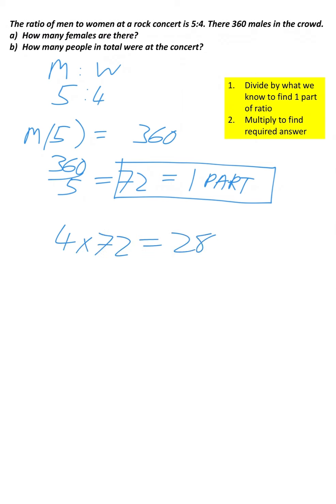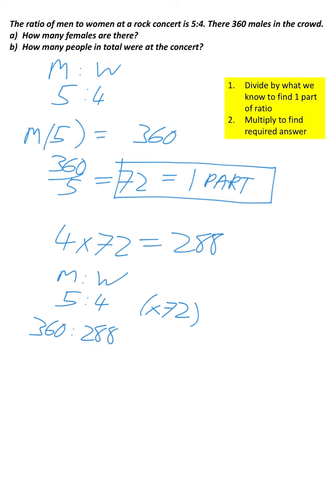That is 288. So the men to women, which was 5:4, I'm multiplying those by 72, because 72 is one part. So the ratio then of actual people is 360 to 288.